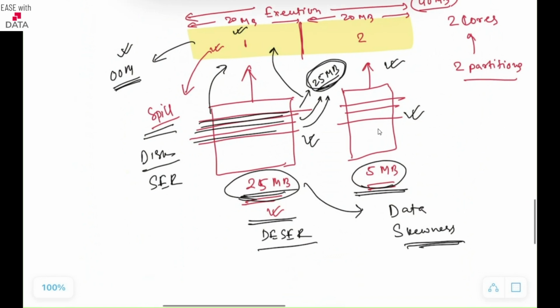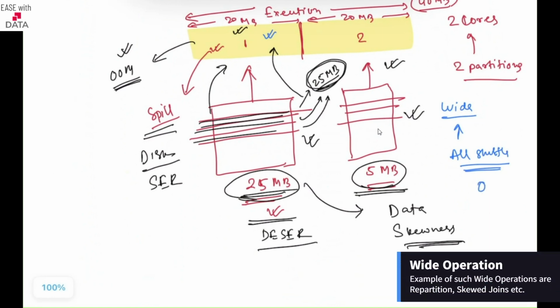Now consider a case where you are doing a wide operation. A wide operation means an operation which would require shuffle data. Now in your wide operation you cannot avoid it, you have to bring all the shuffle data into the memory for the next computation. And if you are generating too much shuffle data which is greater than the size of the memory, in that case as well, you will see out of memory errors.